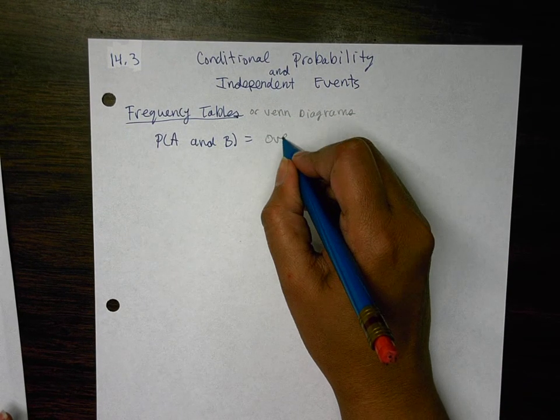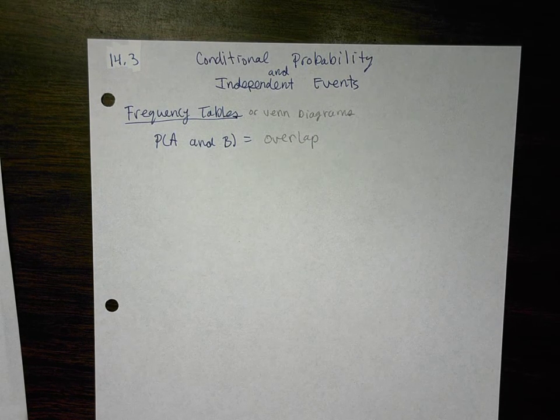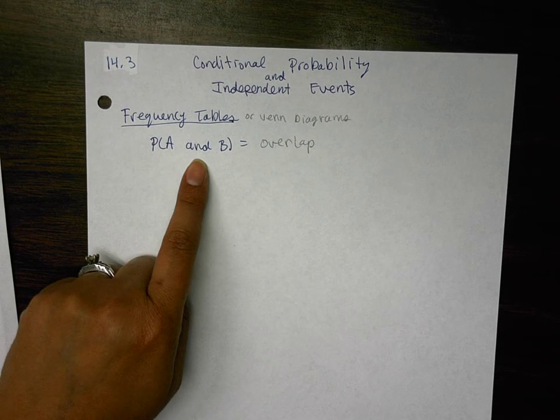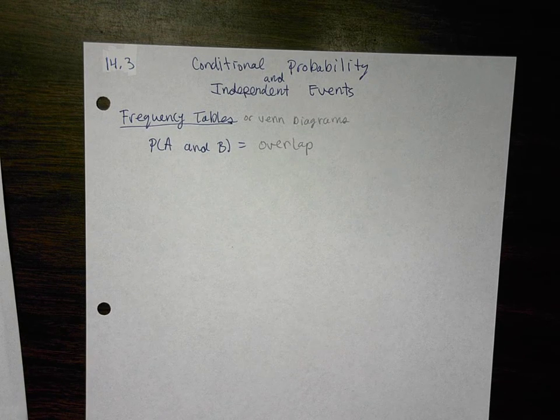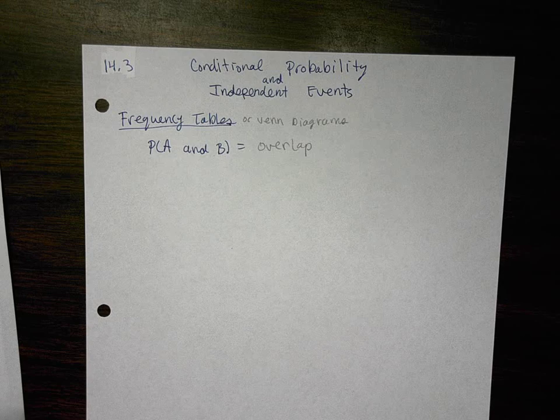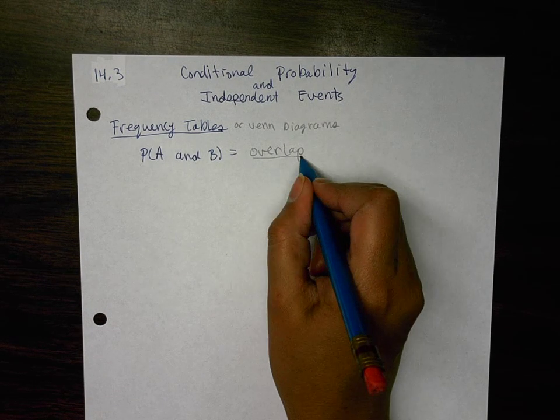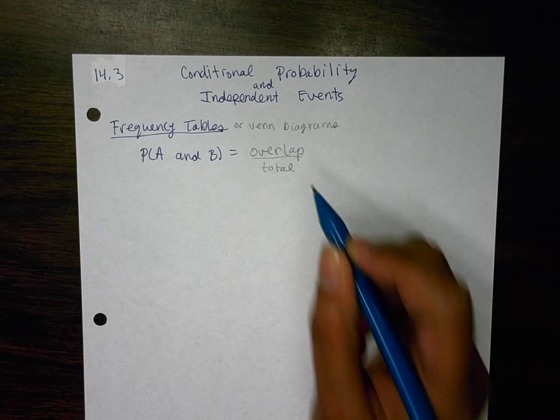it is the overlap. The probability of them happening together is the overlap. Of course, it's over the total. Overlap over total.